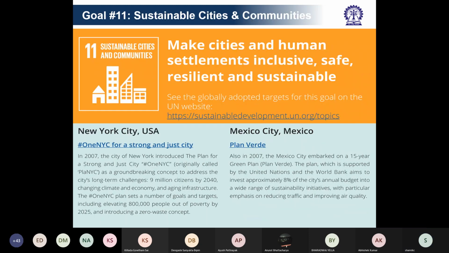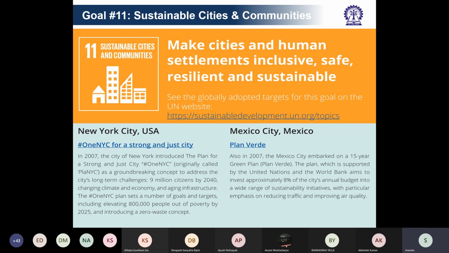Then goal 11 is about sustainable cities and communities. That is, we need to make our cities and human settlements inclusive, safe, resilient, and sustainable. More than half of the world's population today lives in cities, and that figure will go to about two-thirds of humanity by the year 2050. And cities are in fact getting bigger.